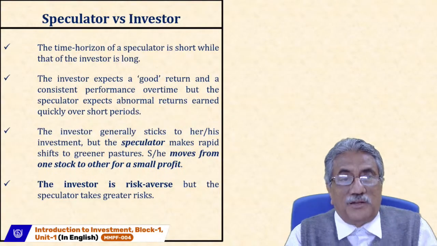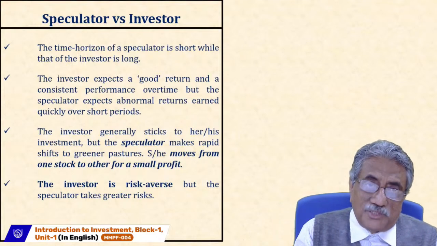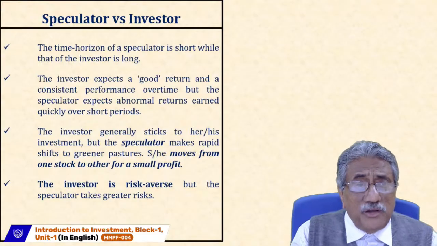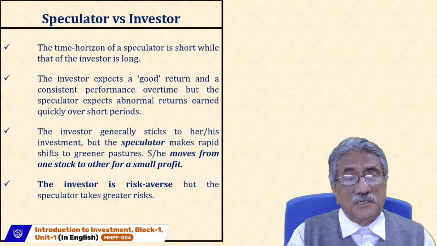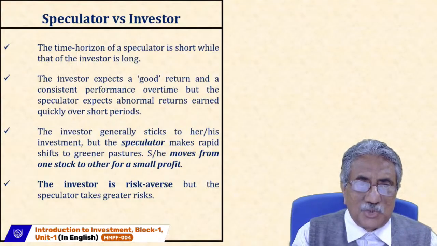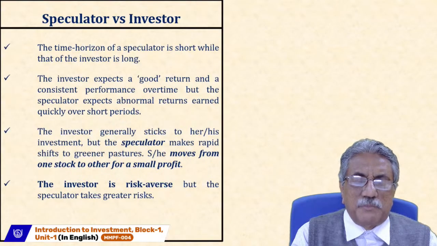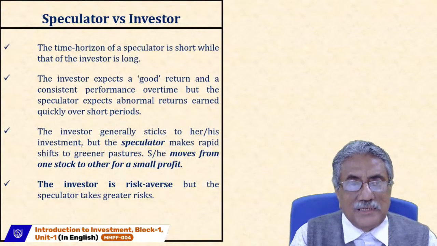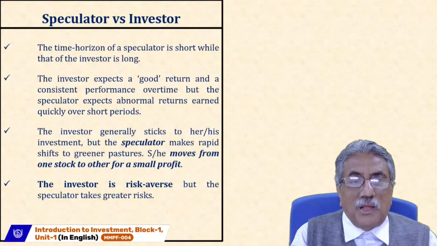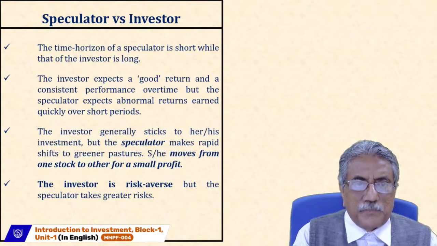Next point: the investor expects a good return and consistent performance over time, but the speculator expects abnormal returns earned quickly over a short period of time. As I was telling you, the speculator is thinking, I'm putting money here, it's going to go up, I'll make money, and then I'll move and buy something else. So my horizon is to make money quickly.